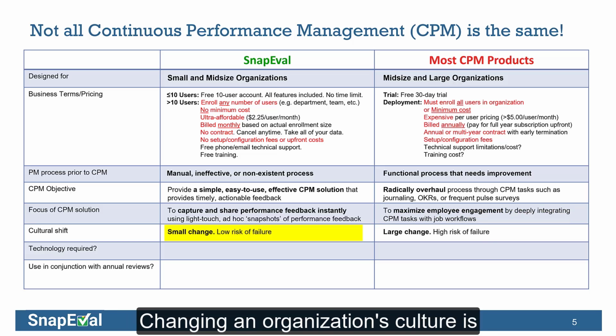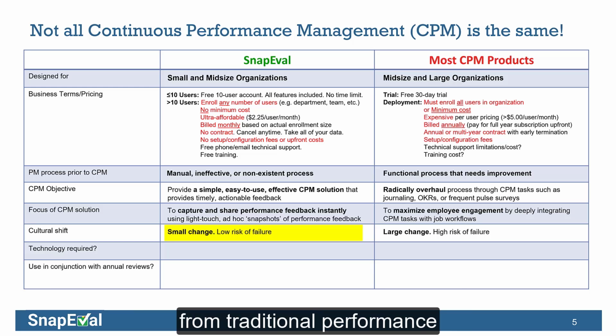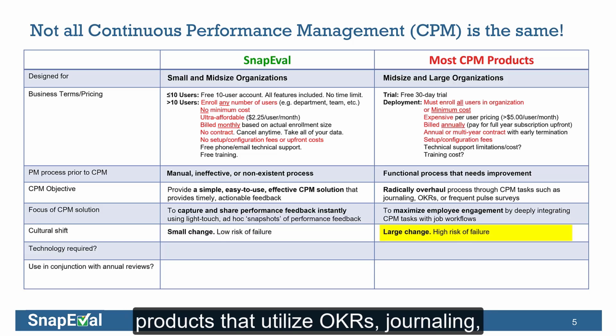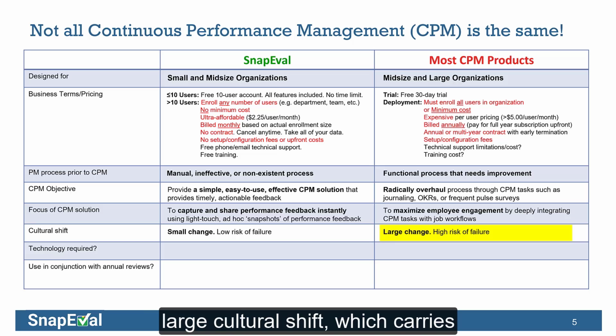Changing an organization's culture is extremely difficult and often fails. SnapEval uses familiar concepts from traditional performance appraisals, so the cultural shift to implement SnapEval is small, which minimizes the risk of failure. Continuous performance management products that utilize OKRs, journaling, or frequent pulse surveys require a large cultural shift, which carries a much higher risk of failure.